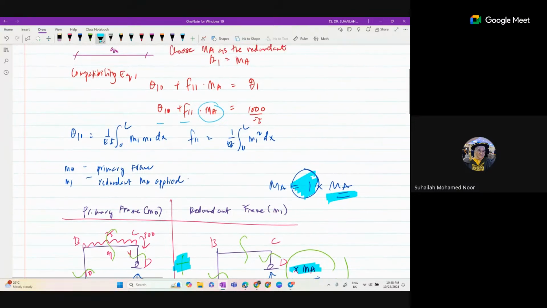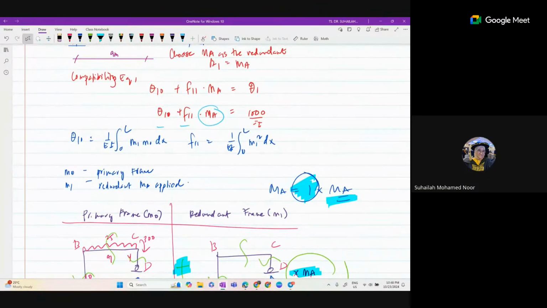Okay, so after we decide on MA as the redundant, from the chosen redundant we straight away write the compatibility equation. We learned the compatibility equation early on, the derivation. As I said, the derivation does not need to be done every time. I only showed how we derive it that day. By understanding that, we don't have to derive every time. We just need to use it.